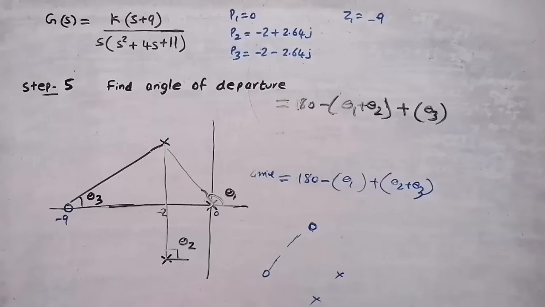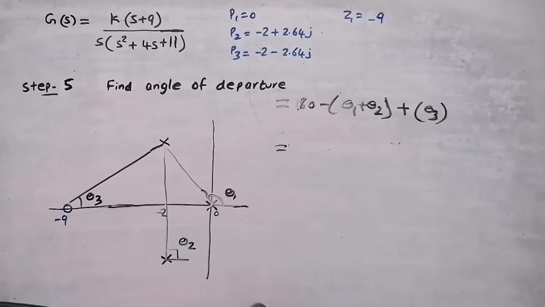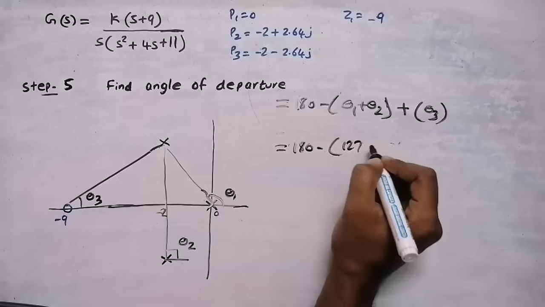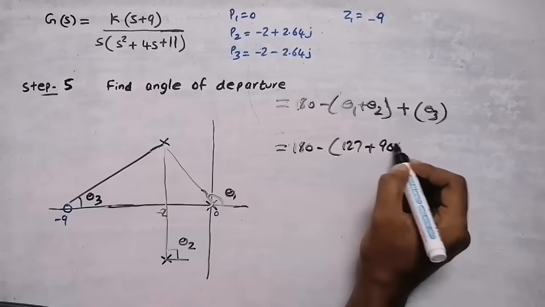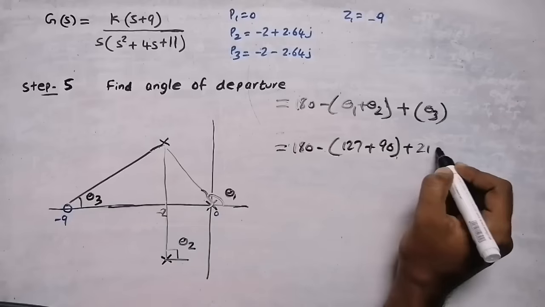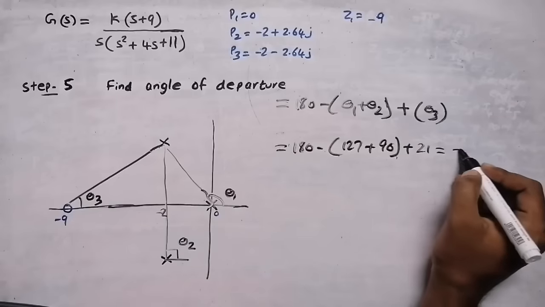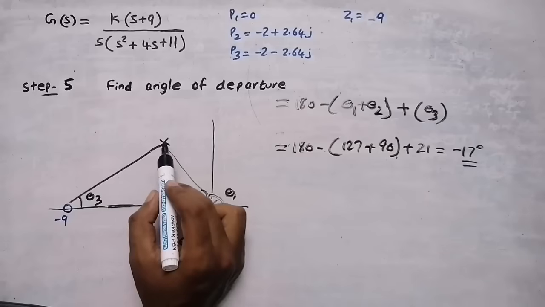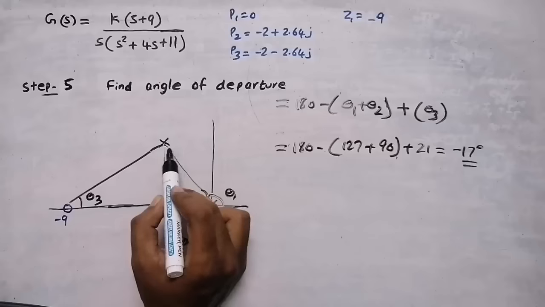Hope you understood. So from the graph sheet we will get the values: theta 1 is 127 degrees, plus theta 2 we already know is 90 degrees, plus theta 3 the value is 21 degrees. So the answer is going to be minus 17 degrees. So at minus 17 degrees the root locus is going to depart from this pole.